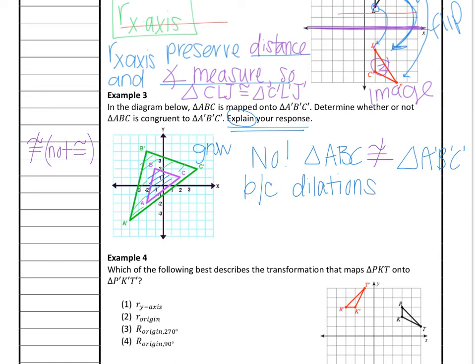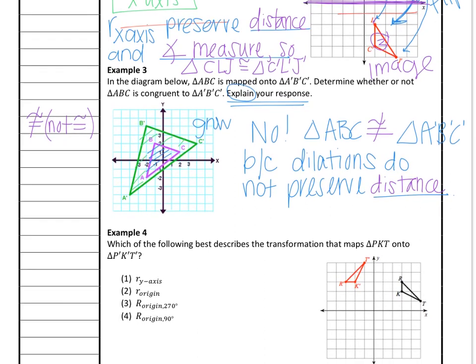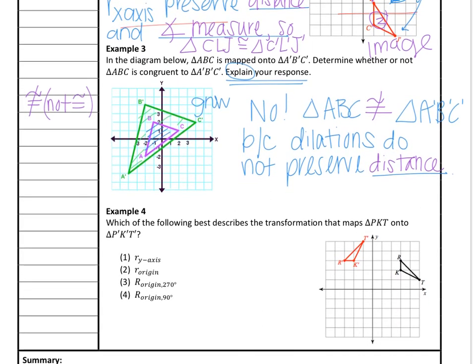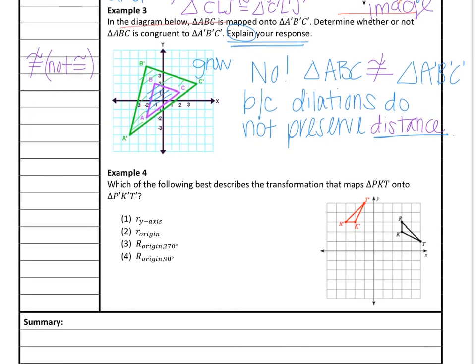No, because dilations do not preserve one special property. If I'm growing, then it does not preserve size or distance or length. One of those three words needs to be written here. So again, dilation is the one and only transformation that does not preserve distance. Therefore, the triangles are not congruent.